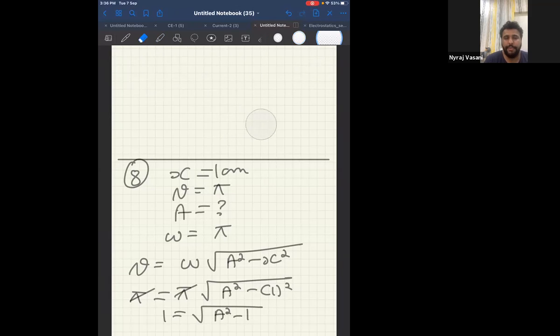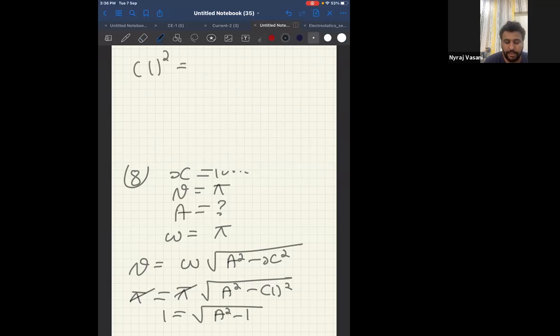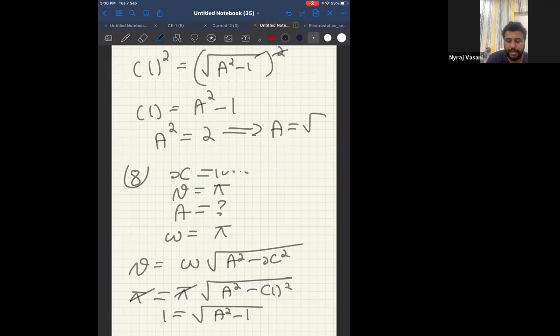Now, if I continue, tell me, what will I get the value of A as? I will square both sides. Left hand side square is 1 square is equal to square root of A square minus 1 the whole square. So 1 square is 1 is equal to A square minus 1. Or A square is equal to 2, which will give me A equal to root 2. Tell me, are you getting this answer? That A is equal to root 2.